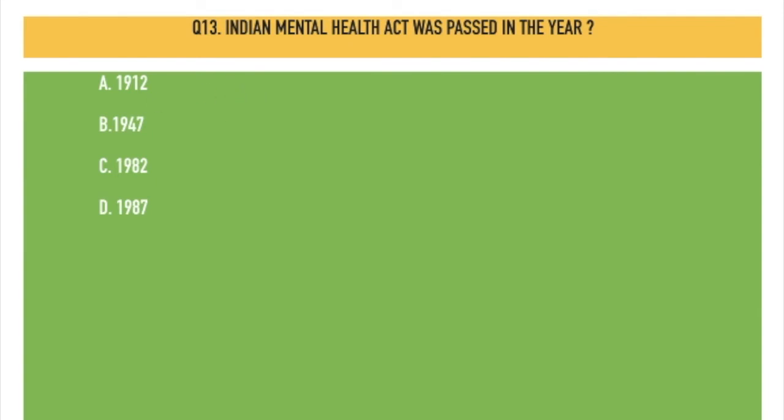Indian Mental Health Act was passed in the year 1912, 1947, 1982 and 1987. Indian Mental Health Act was passed in the year 1987. Here 1982 is also important. It is the year in which Indian Mental Health Program launched. Indian Mental Health Program is launched in the year 1982. But Indian Mental Health Act was passed in the year 1987. So answer will be option number D, 1987.